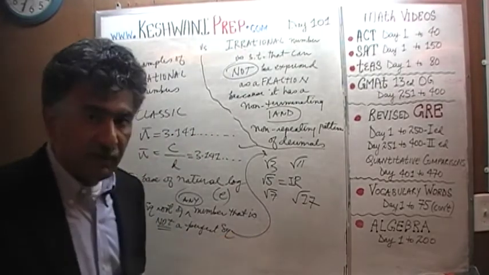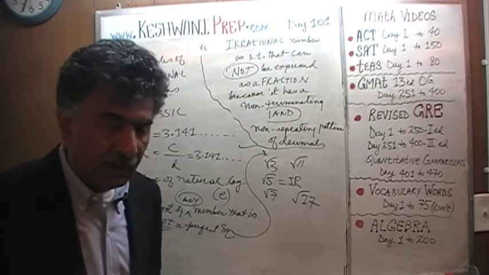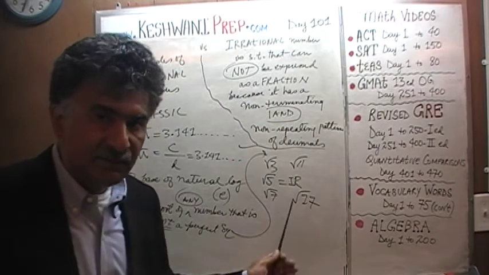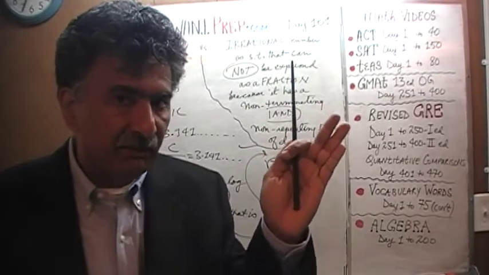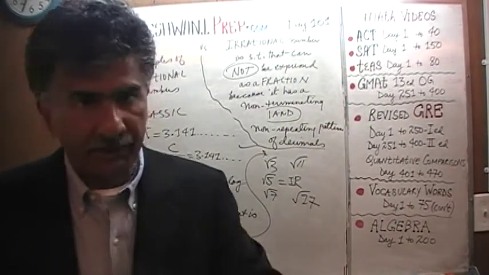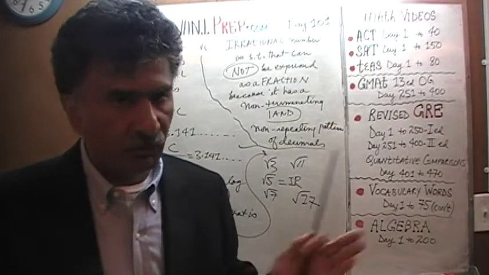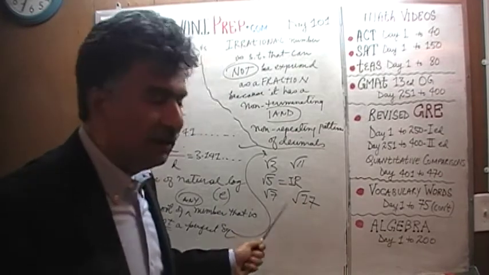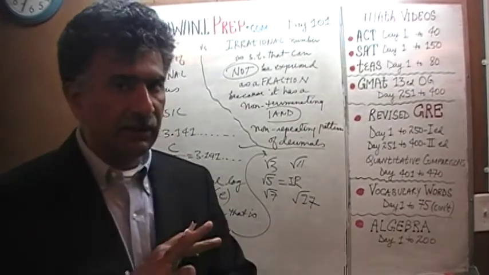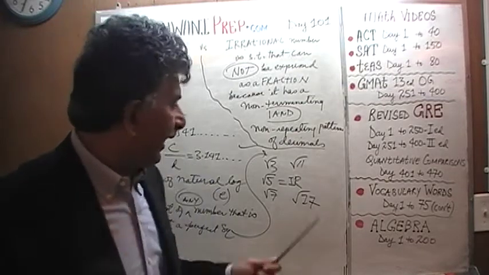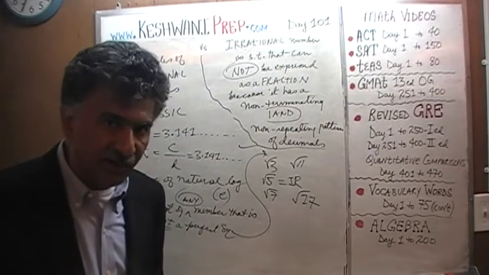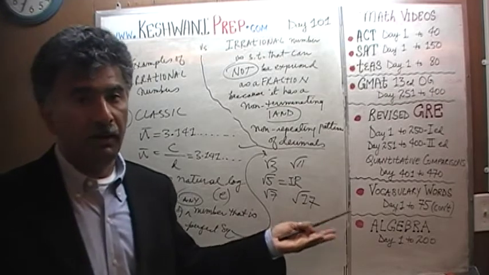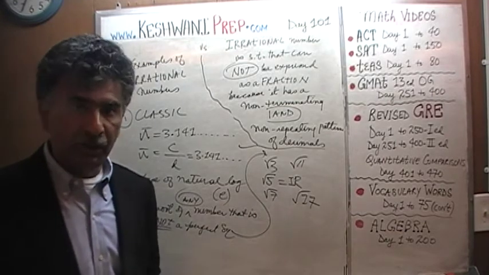Square root of 7, if you wanted to figure it out, 7 is between 4 and 9, so it's going to be 2 point something, but you will see that the decimal will never end, and there is no pattern there. It just goes on forever. And therefore, it cannot be written as a fraction. We cannot express this quantity as one number divided by another number. Because of that, it is called an irrational number. And that's all it is.